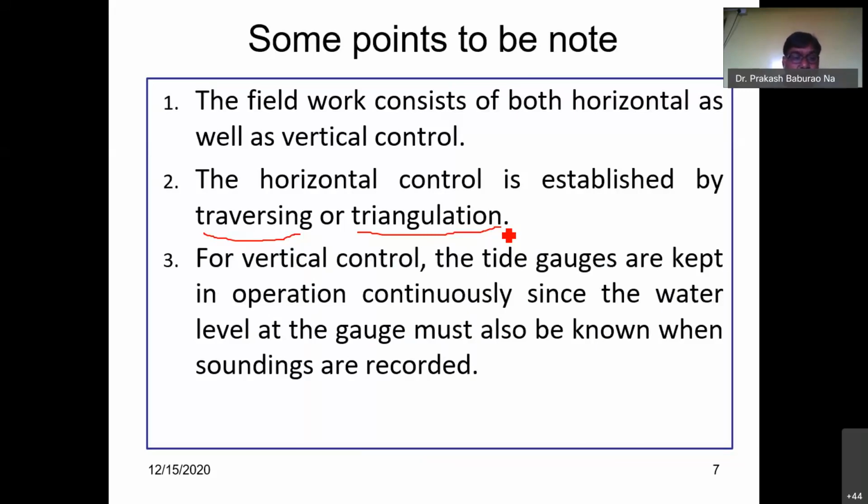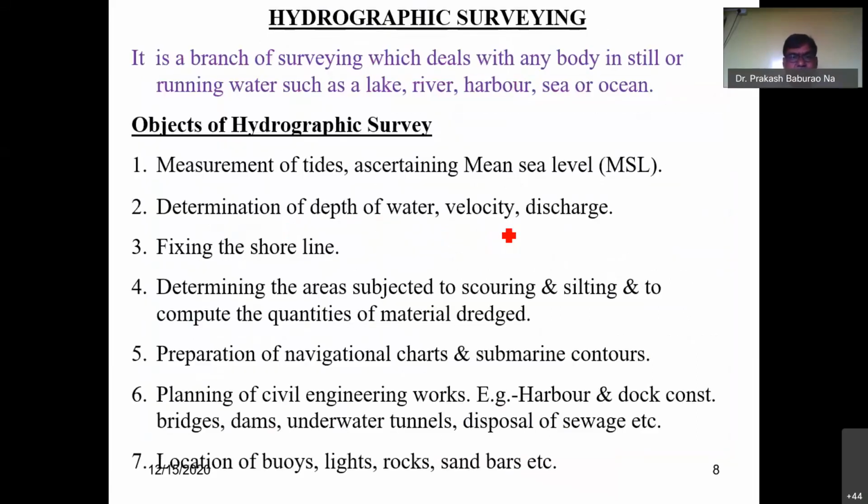So for hydrographic surveying, there is no option. Without hydrographic surveying, you cannot get the information, because the subaqueous information you have to get immediately, and that is only possible by sound. So for vertical control, tide gauges measure the tides, which is helpful to set the mean sea level continuously, since the water level and the gauge must also be known when the soundings are to be recorded. So the recording of the soundings is one of the aspects under this survey. I'm not repeating this, but I am telling you the major objects.